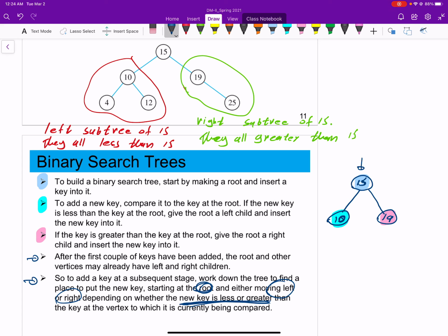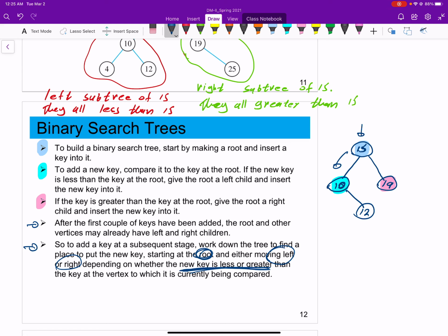12 is less than 15, you could go that way, and 12 is greater than 10, you could go this way. All right. That is, give me a second. That is given right here. That's how you add 12.